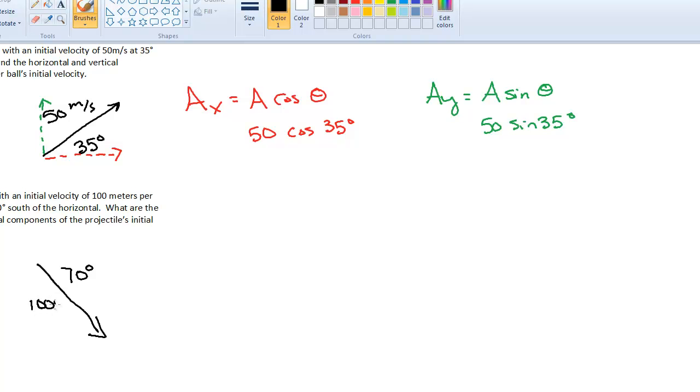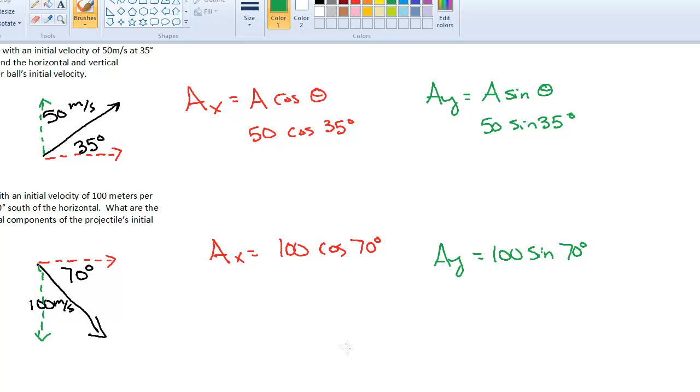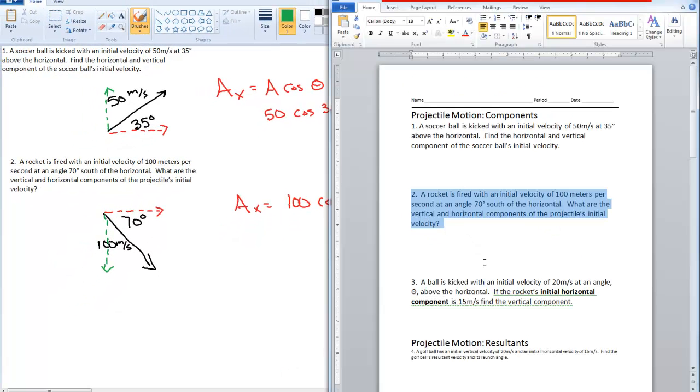And then the 100 meters per second, that's my initial. Let's find the horizontal piece. Same thing as above, it's going to be 100 times the cosine of 70 degrees. And when I want to find the vertical component, that's this arrow right here, it's going to be 100 times the sine of 70 degrees. Okay, that's number 2.